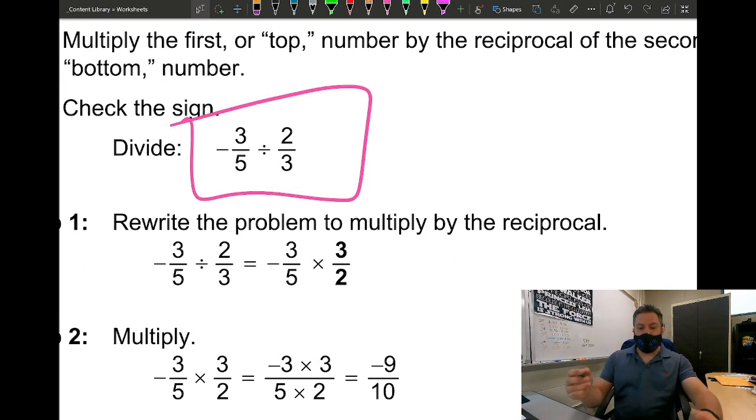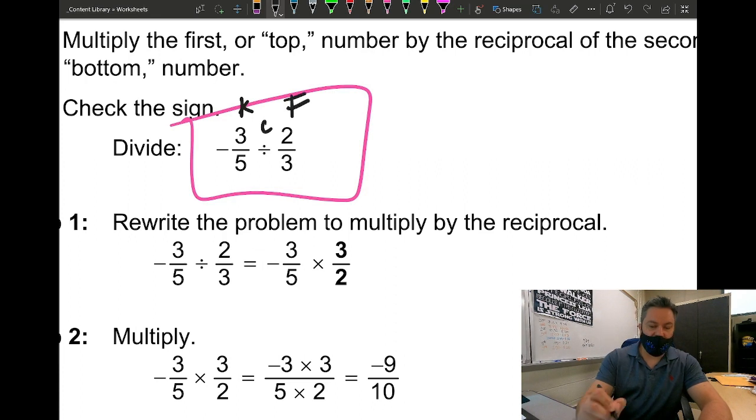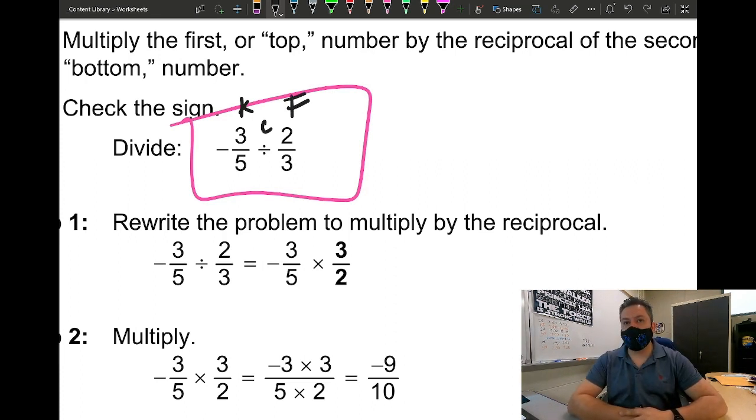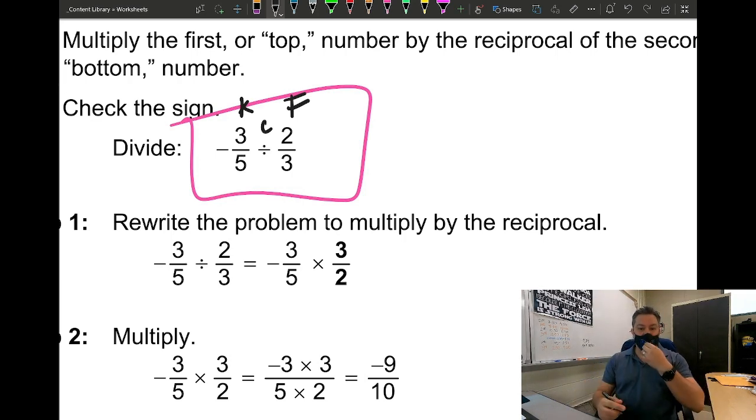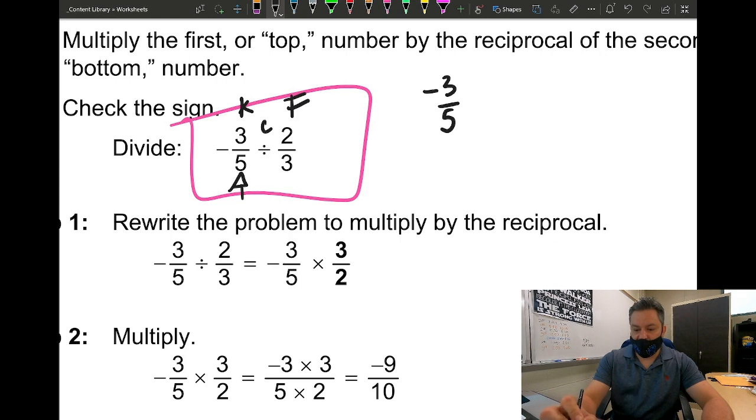So what we do is an acronym that is KCF. Does anybody know what KCF means? Yes. Keep, change, flip, right? So what that means is that we're gonna leave the first fraction the way it is. So we're gonna leave it as 3/5. We're gonna change the division sign for a multiplication sign, and we're gonna flip this fraction. So instead of 2/3, we're gonna have 3/2.